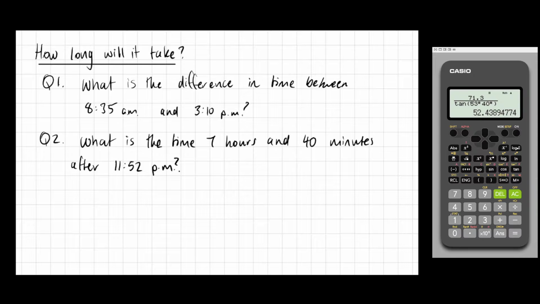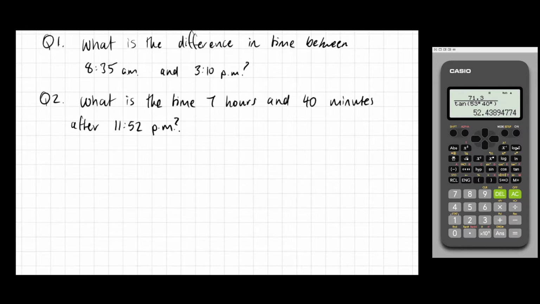Okay. So we'll start off with this first one. What is the difference in time between 8:35 a.m. and 3:10 p.m.? The easiest way I find to tackle this is to draw out a little timeline of the events occurring. We're starting the events at 8:35. What we want to do is get to the next full hour. We want to work out how many minutes it takes to get to the next full hour, then how many hours it takes to get to the closest whole hour to the time we want, and then we can add on the extra minutes. It's quite straightforward.